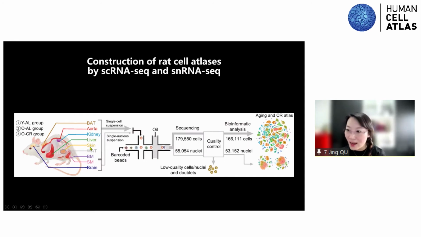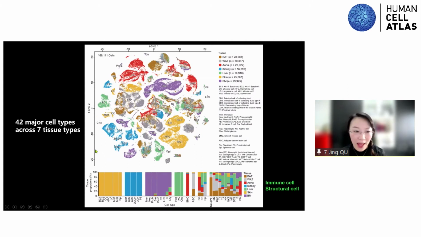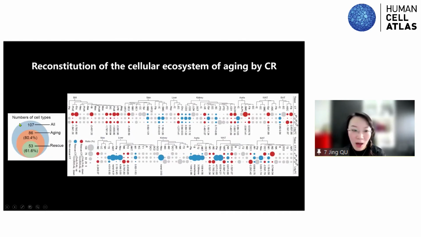We then selected 9 tissues involved in the body metabolism, including brown adipocyte, aorta, kidney, liver, skin, bone marrow, muscle, and brain for the single-cell analysis. In total, we identified 109 cell clusters that could be divided into 42 major cell types across the 7 tissues, and we also have the single nucleus atlas. Among all the cell states we identified, more than 80% of them have changed during aging, and CR intervention can reverse the aging-related changes by more than 60%.